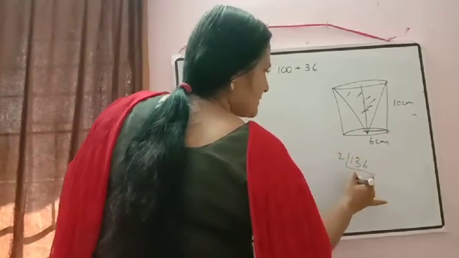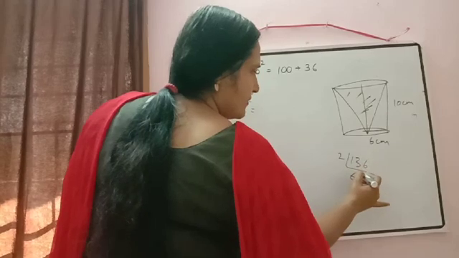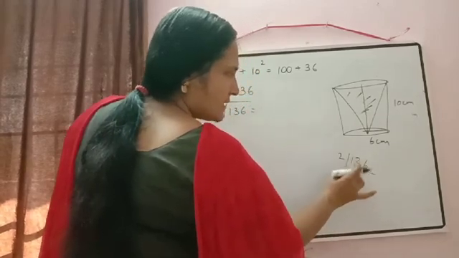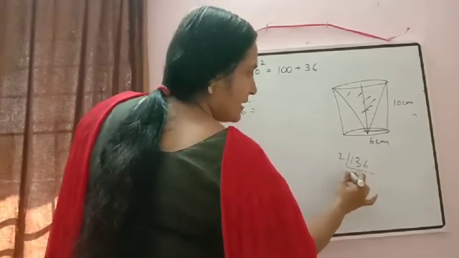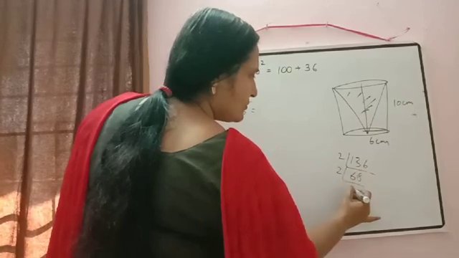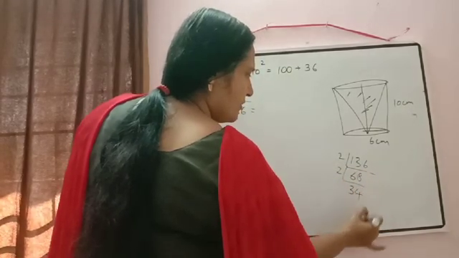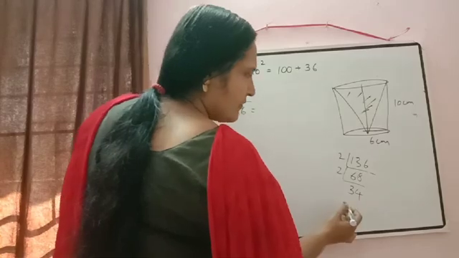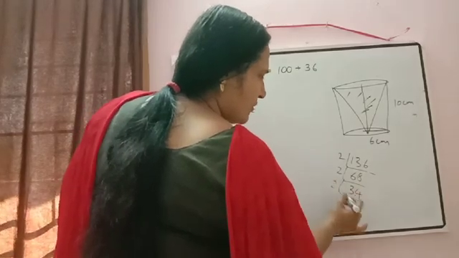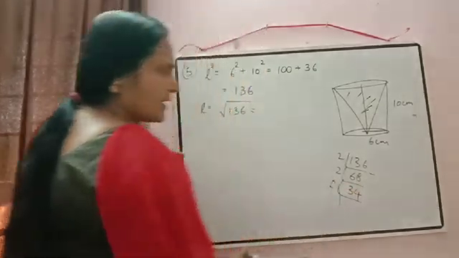136. 2 6s are 12. Then 2 6s are 12. 2 6s are 12. Then here 2 8s are 16. Then again from 2, 2 3s are 6. 2 3s are 6, 2 4s are 8. By 34 it will go, but no use there. That 2 will not come outside the square root there.